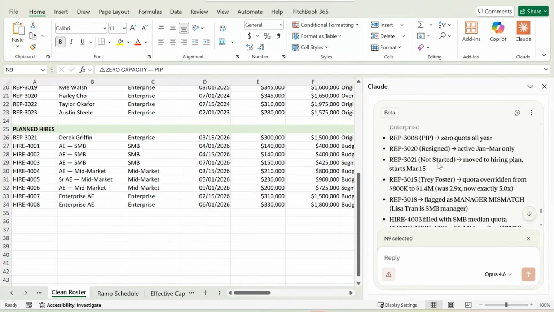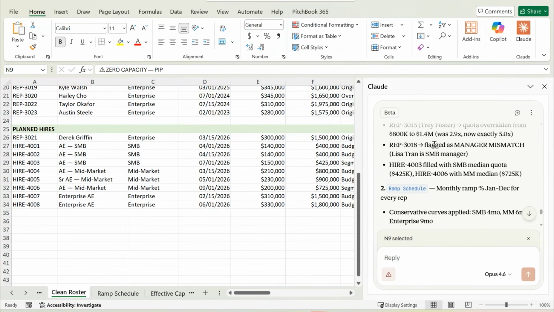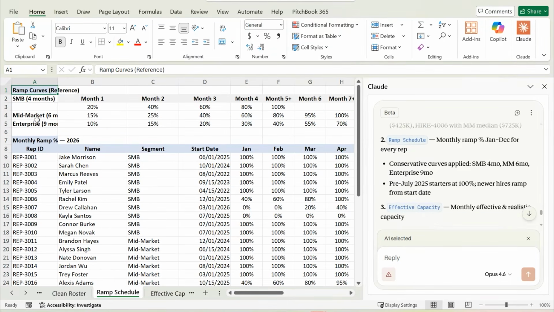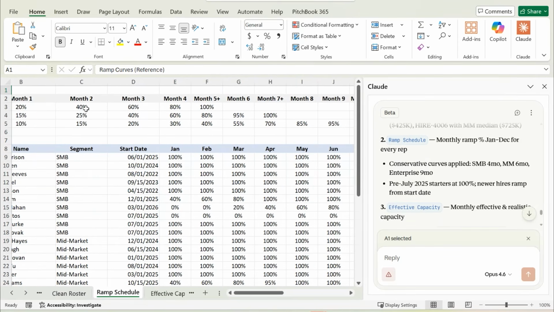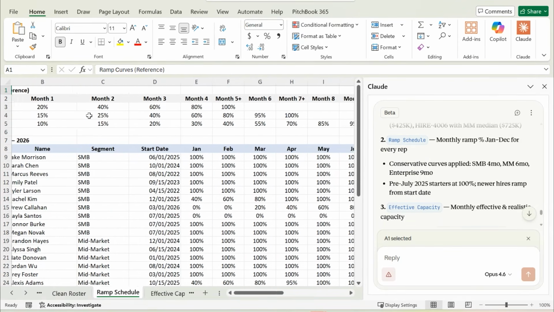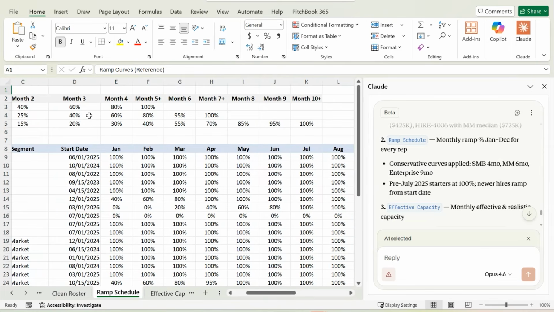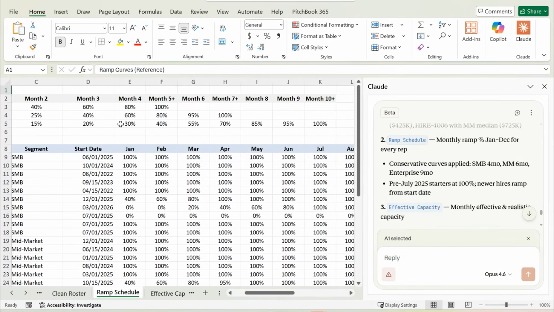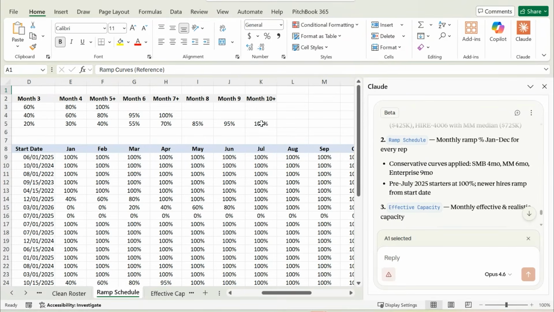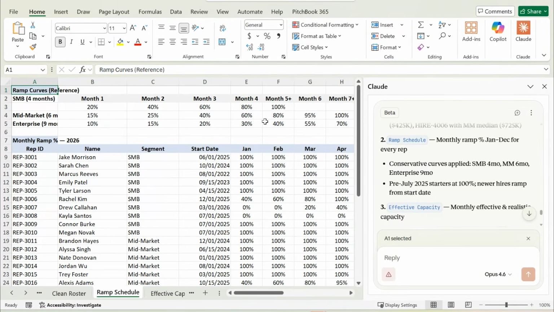Let's check the ramp schedule. It's cool that it logs what it did too. Oh, this is hot. Okay, so S&B 20, 40, 60, 80, 100. Yeah. Mid-market 15, 25, 40, 60, 80, 95, 100. So it stretches out to 7. Enterprise 10, 15, 20, 30, 40, 55, 70. Month 10 plus. Okay, so it goes the full 9 months to get there. Yeah, because this one effectively takes 6 months.